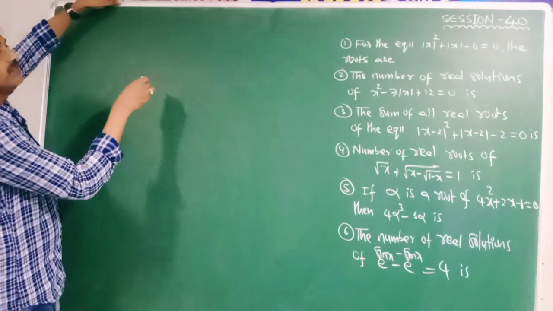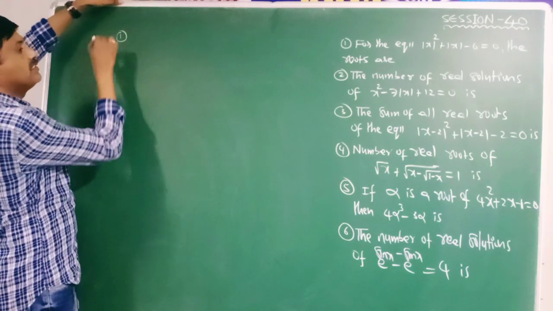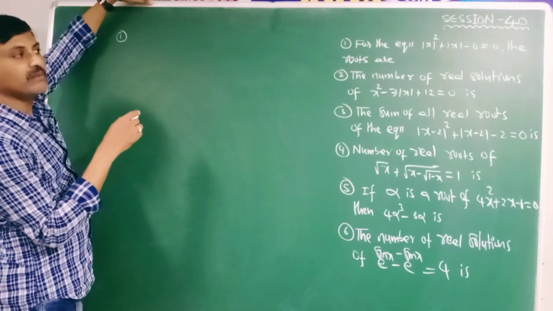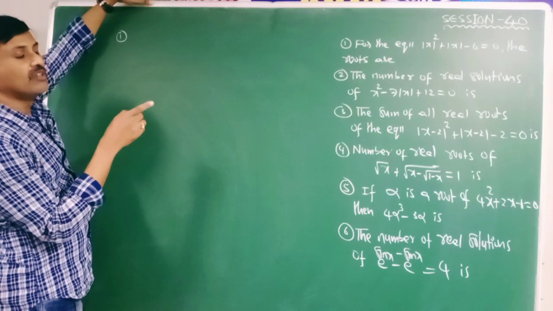Okay, move on to the first question, which is: for the equation mod x square plus mod x minus 6 is equal to 0, the roots are.